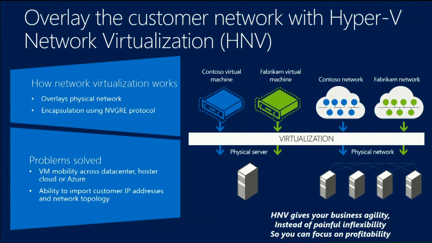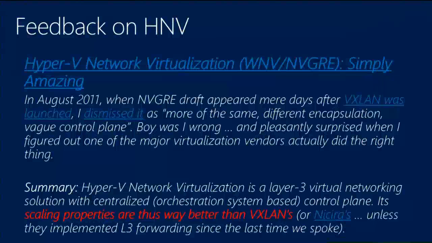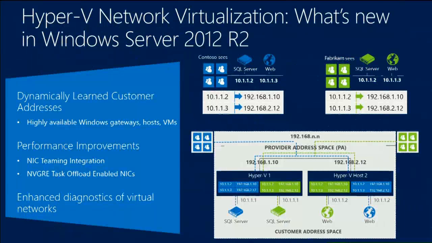You move to HNV. Now, the feedback on HNV has been pretty promising, pretty good. A fairly influential blogger, you can look them up, said that NVGRE, which is the data plane used by Hyper-V network virtualization, is simply amazing because it has scaling characteristics that are much better than what other vendors have to offer today. Okay? I'm not going to go into a lot of details on this, but fundamentally, the scaling characteristics of HNV are significantly better than what is available in the market today. So the question was, how could you take something that was simply amazing and make it better, right?